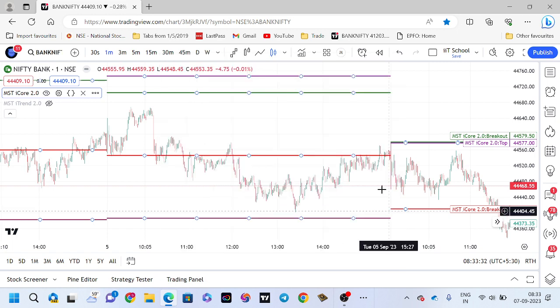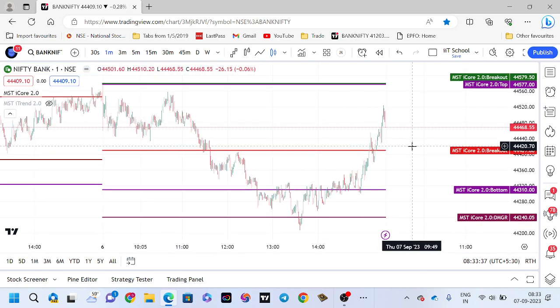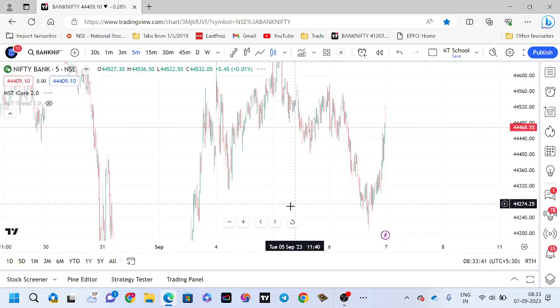Earlier, 4 lines would come. Now I have made the options as given here. You can keep the 1 minute, 5 minute or 15 minute time frame, intraday, no issue.